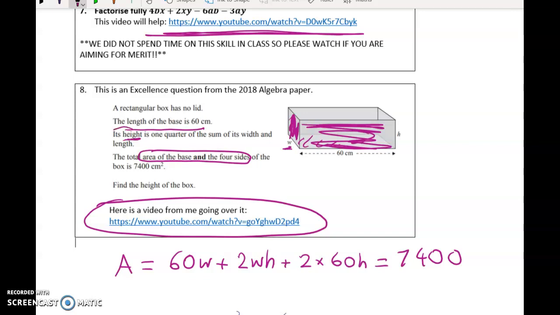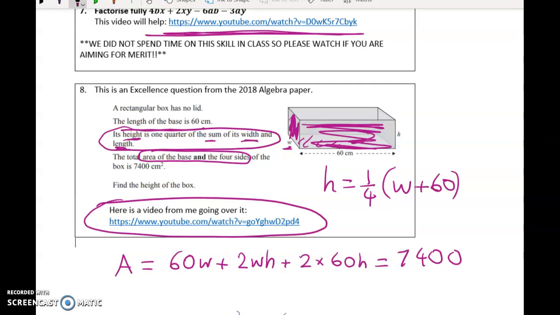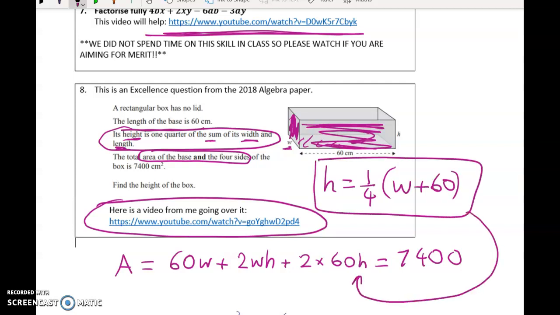And then we can also see we've got this link between height and length. So the height is 1/4 of the sum of its width and its length. And we're going to take that expression for height and substitute it into these places here. So that should be enough to hopefully let you see that this question is extremely doable. So go watch that other video from me going through it.